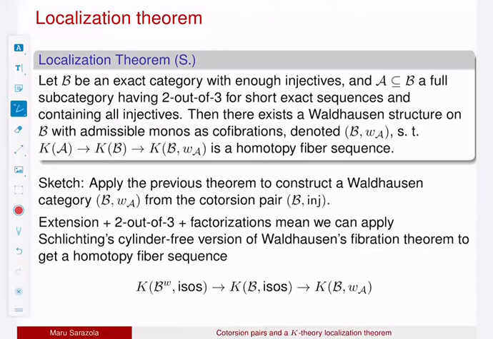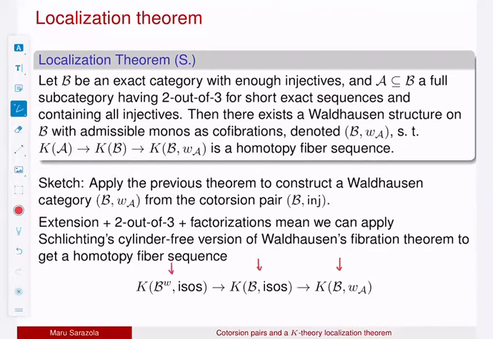So the extension property that we have, combined with 2 out of 3 for weak equivalences, and with the fact that we have factorizations of every map as a cofibration followed by a weak equivalence, all these properties allow us to apply Schlichting's cylinder-free version of the Waldhausen fibration theorem. And that allows us to get a homotopy fiber sequence like this. So on the cofiber spot, we have our Waldhausen category. On the middle spot, we have the same underlying category, only now with isomorphisms instead of the weak equivalences.